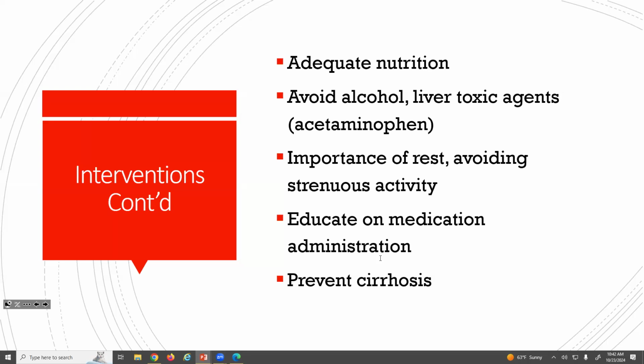And stressing the importance of rest, right? Because this is an immune issue, right? Our body is going to be working in overdrive. So we need to make sure they're resting, avoiding strenuous activities so their body can rest. Educating on medication administration and preventing cirrhosis is our priority concern. Okay. Does everyone follow me so far?